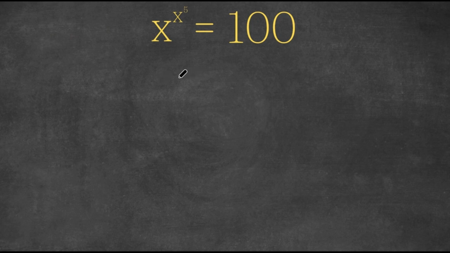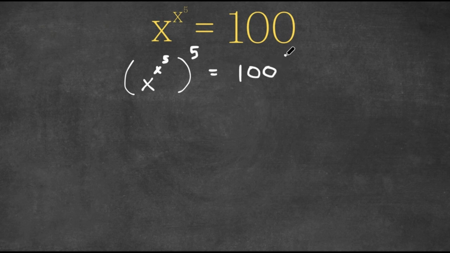In today's video, I'm going to be teaching you guys how to solve this exponential equation. So we have x to the power of x to the power of 5 is equal to 100. Now what I'm first going to do is I'm going to take the power of 5 on both sides. So now we have x to the power of x to the power of 5 to the power of 5, and this is equal to 100 to the power of 5.